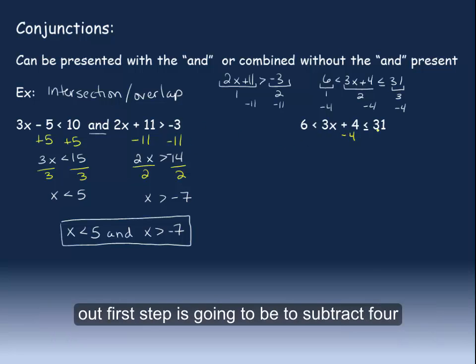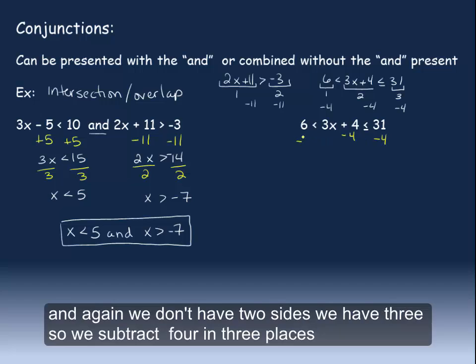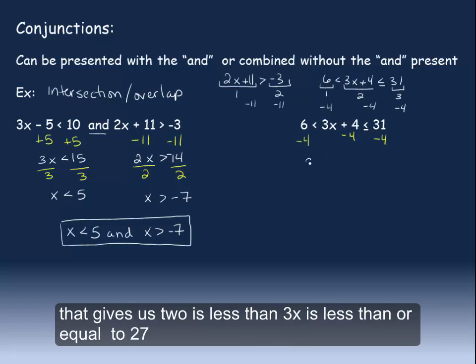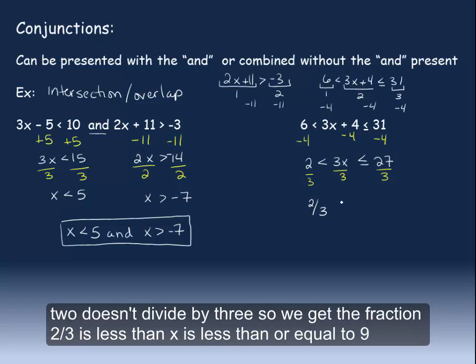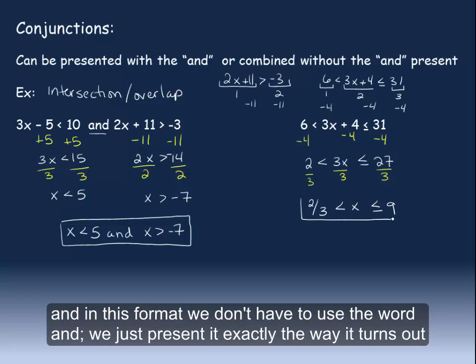Okay, our first step is going to be to subtract 4. And again, we don't have two sides, we have 3, so we subtract 4 in 3 places. That gives us 2 is less than 3x is less than or equal to 27. After we've done the subtraction, we're going to divide all three sides by 3. 2 doesn't divide by 3, so we get the fraction 2/3 is less than x is less than or equal to 9. And in this format, we don't have to use the word "and". We just present it exactly the way it turns out.